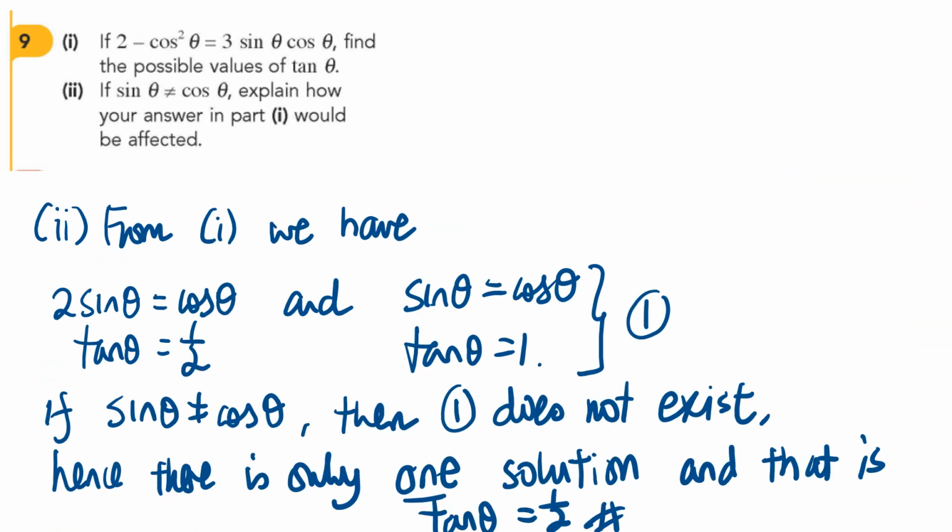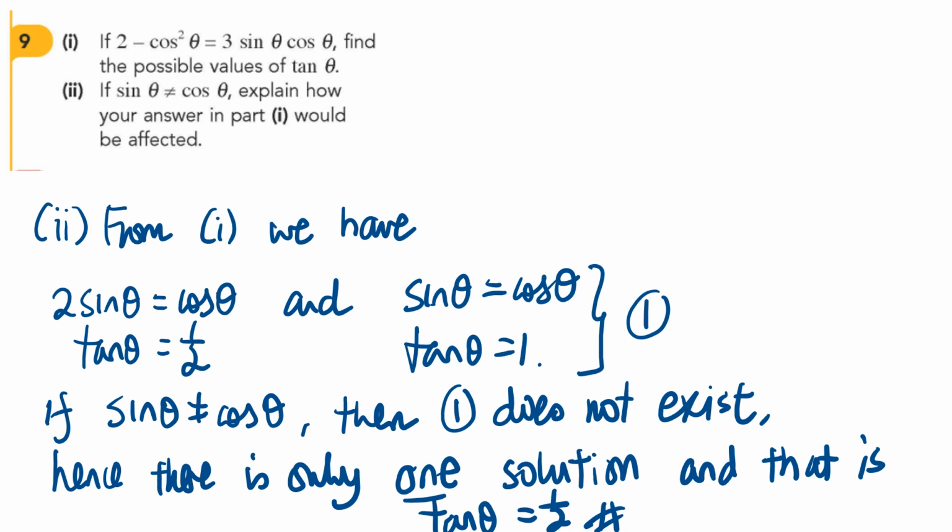Right, so for part 2, what happened? Alright, for part 2, if you're told that sine theta is not equals to cos theta, then will you still get two possible values of tangent theta? This is what the question is asking you. If sine theta is not equals to cos theta, will you still be having tangent theta equals to half and tangent theta equals to 1?